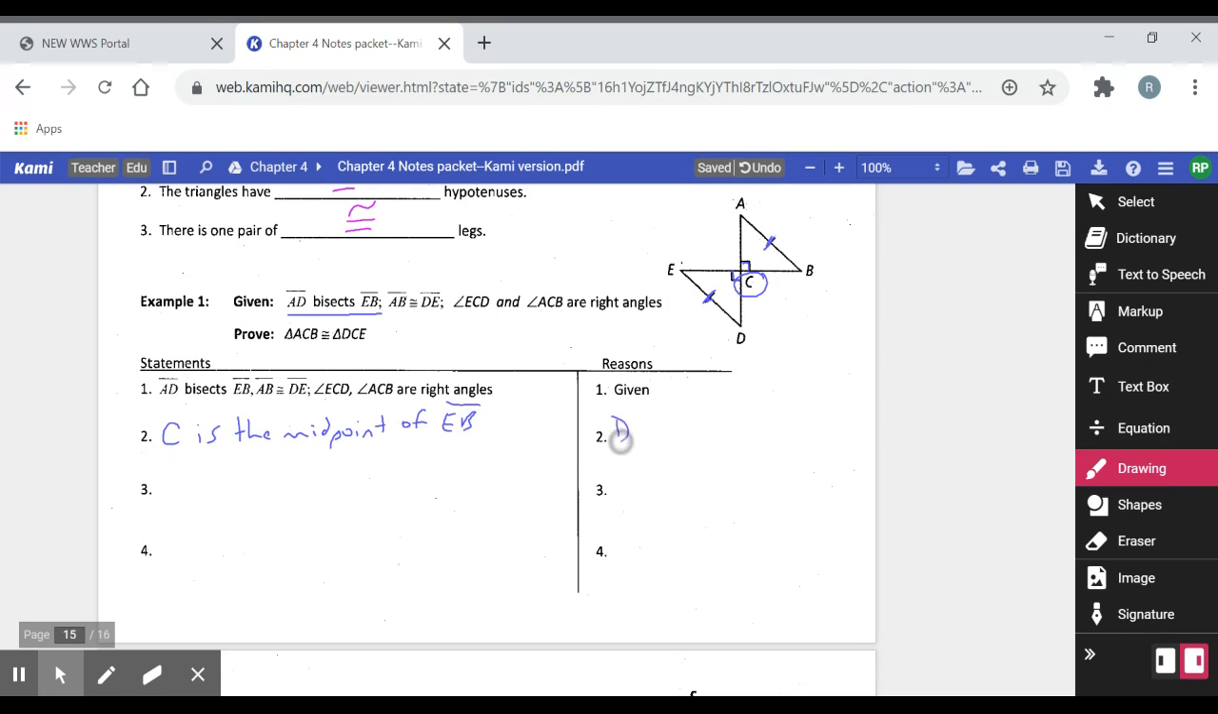Okay, and that is the definition of segment bisector. I'm going to shorten it so I don't run out of room. Okay, and if C is the midpoint of EB, then we have to think, what do we know from that? And hopefully you're thinking that EC is congruent to CB. And then we need to state that in our proof. And we can call that definition of midpoint.